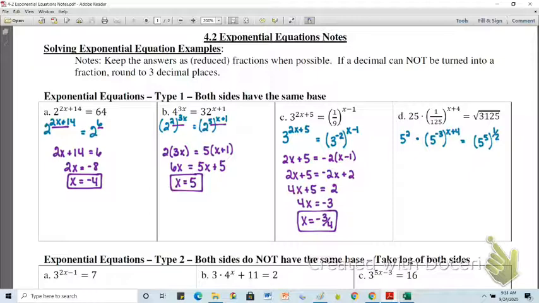So now all my bases are the same. I'm going to take care of the exponents. I bring down the 2. This times needs to come down as a plus, because remember, when we multiply numbers with the same base, we add their exponents. And power to a power, I multiply. And the same over here, power to a power, I multiply.